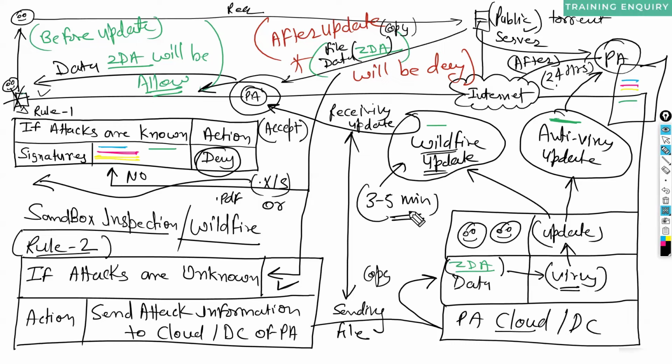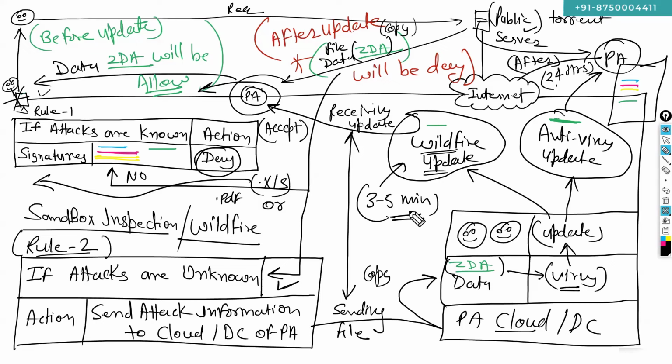My question is, when we receive this WildFire update, will it be automatically updated in our database, or do we need to add it manually? You have two options. Either you can do it manually after every 3 to 5 minutes, or you can schedule it. Which option would you like to deploy? Automatic is better.